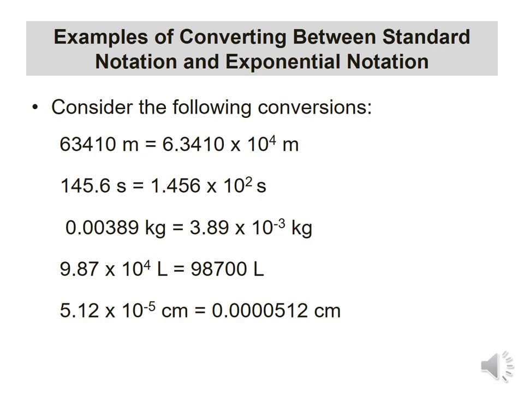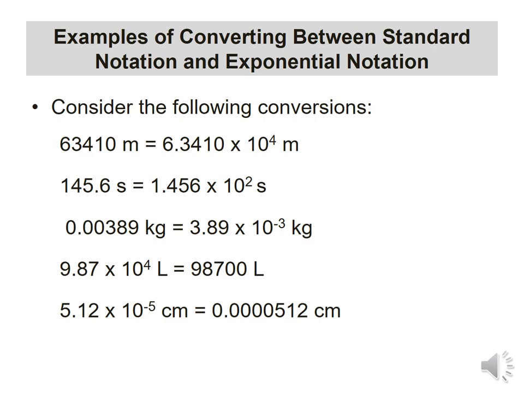So let's look at some conversions. If I have a number like 63,410 meters, I want to get that into scientific notation. One of the things we do in getting scientific notation is write this number, pretend there's a decimal point right here, and move that decimal point 1, 2, 3, 4 places until my number is between 1 and 10. So now it looks like 6.3410, which is what I've written over here. Since I moved it 4 places to the left, I'm going to have a 10 to the 4th showing me how I've moved it 4 places.